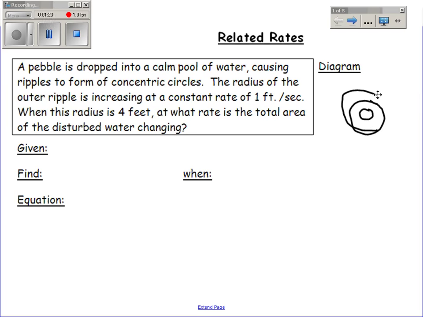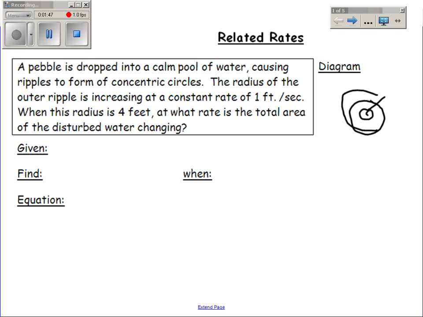The radius of the outer ripple is increasing at a constant rate of 1 foot per second. When the radius is 4 feet, so if I had an actual circle here and the radius itself is 4 feet, we want to know at what rate the total area of the disturbed water is changing.